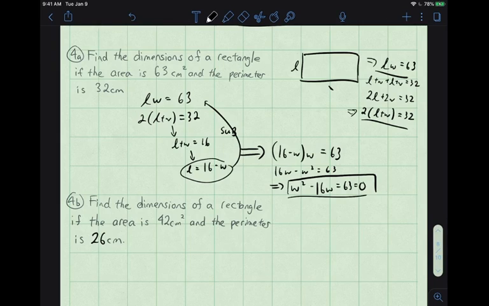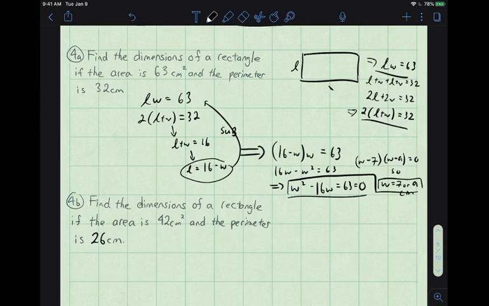Look at this equation. I see that it can be factored into something that looks like this. So, oops, I changed to x. It's W in this case because I'm solving for width. And from here, 7 or 9 centimeters.